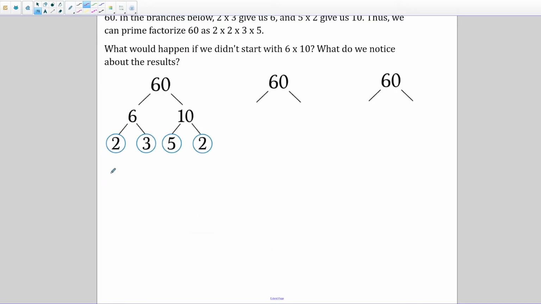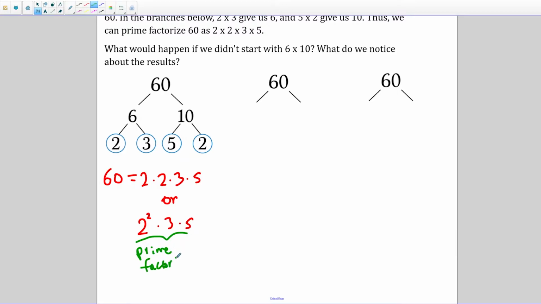As a result, we can state that 60 can be prime factorized as 2 times 2 times 3 times 5, or if we want to simplify the 2's here, we can say that it's 2 squared times 3 times 5. Note that this portion right here that we just did, we would call this a prime factorization. So if your teacher asks you, what is the prime factorization of a number?